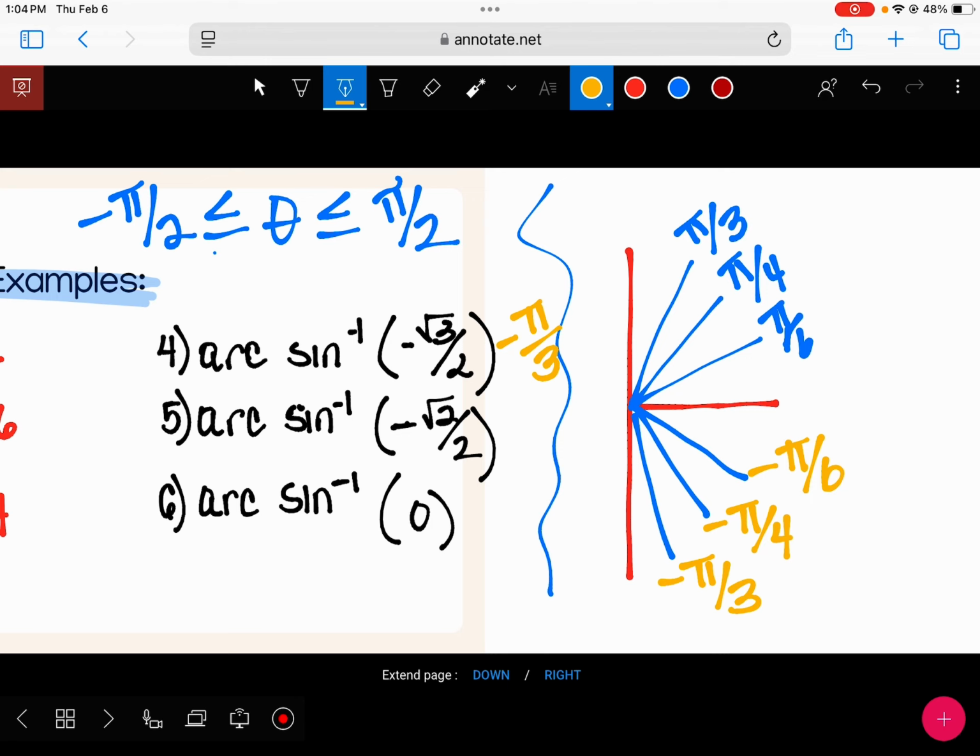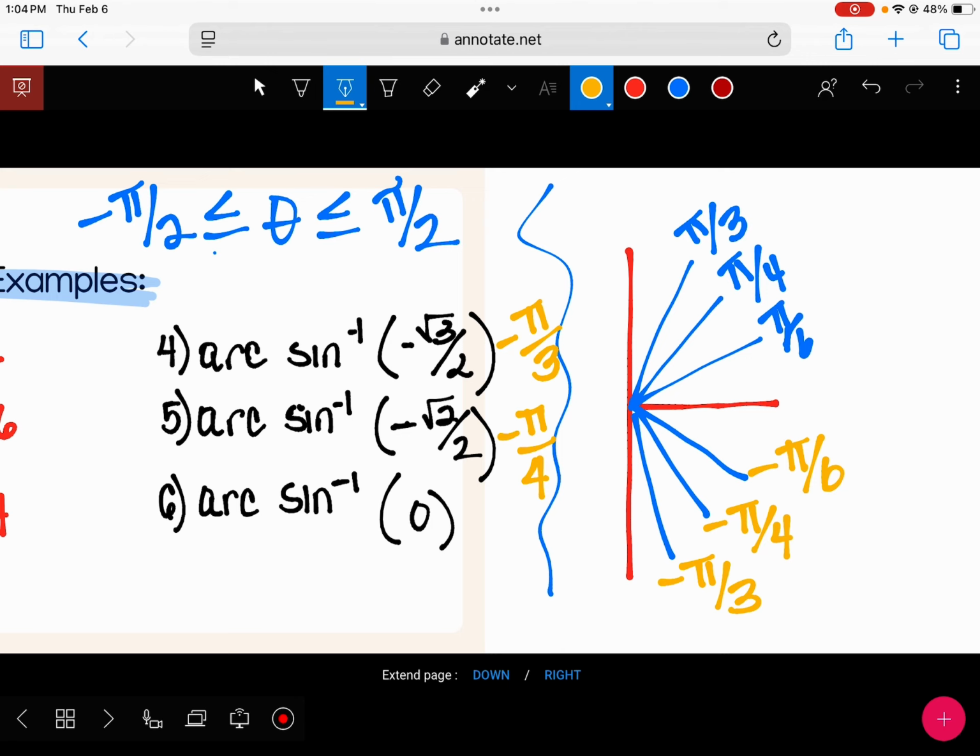Any guesses on what you would write? Jaden. I know I got 2 Jadens, but negative pi over 4. Raise your hand if you have that answer.